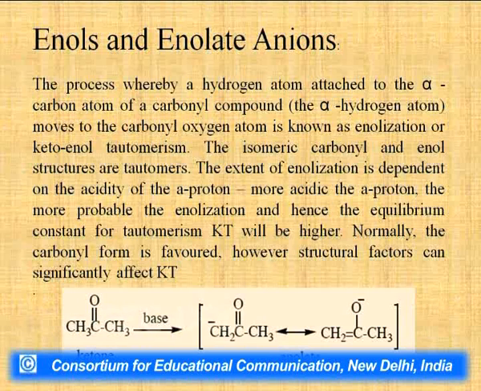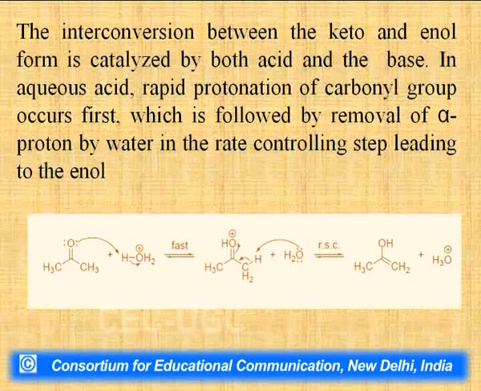In the reaction you can see the keto-enol tautomerism in a ketone. In the presence of base, the first structure shows the keto form, while the second structure, by the hydride shift, shows the enol form. So basically this is the enolate ion. The interconversion between the keto and enol form is catalyzed by both acid and base.